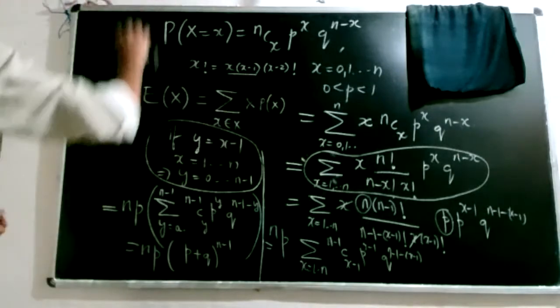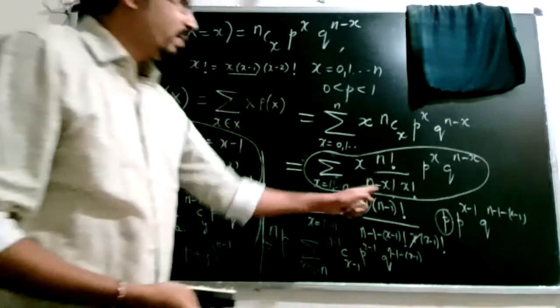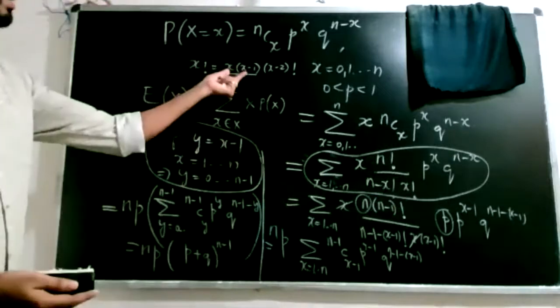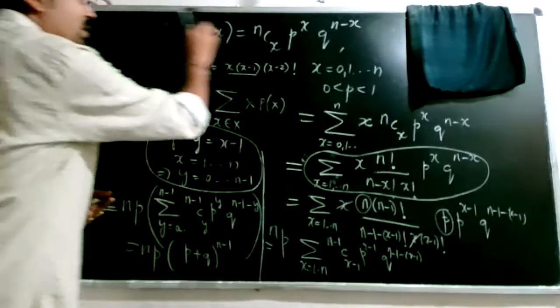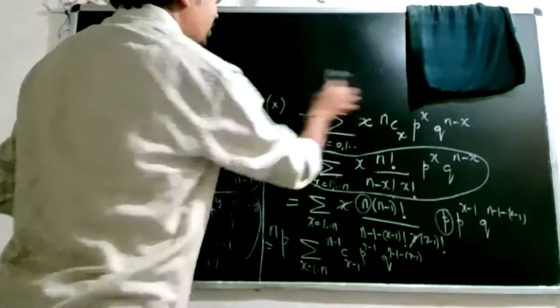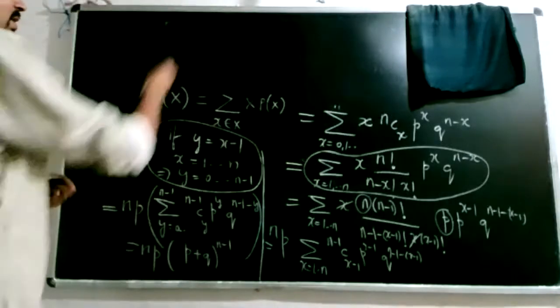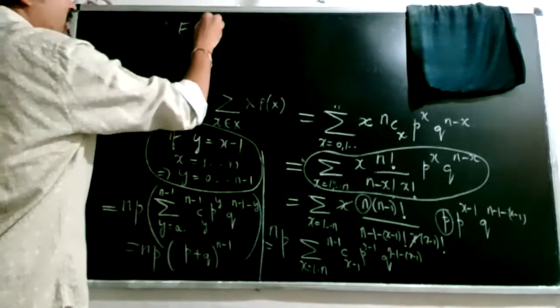Since we are dealing with factorials, we can obtain the expectations for E of x minus 1, E of x into x minus 1, and such cases.